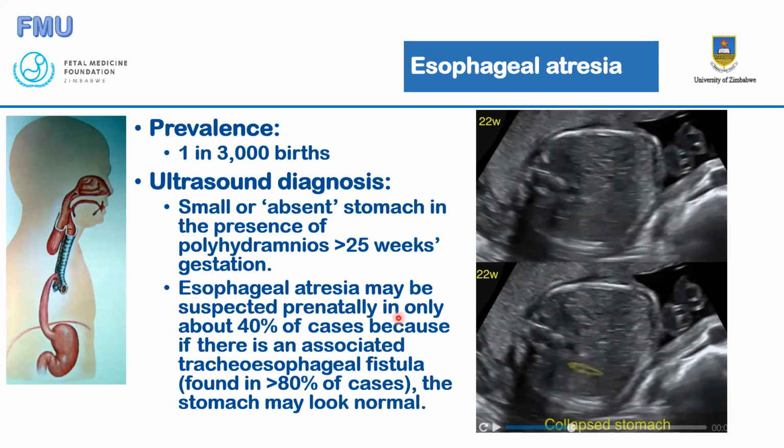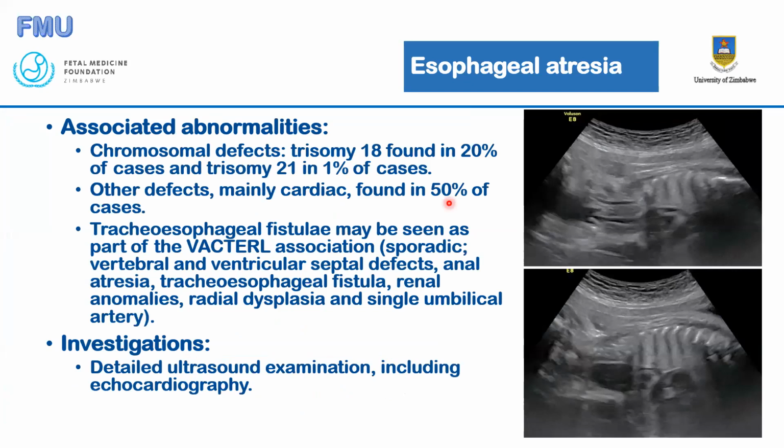Esophageal atresia may be suspected prenatally in only about 40% of the cases, because if there is an associated tracheoesophageal fistula, found in more than 80% of the cases I've shown you, the stomach may look normal. Then chromosomal defects: trisomy 18 is 20% of the cases, and trisomy 21 in about 1%. The other defects are mainly cardiac, which are found in about 50% of the cases.